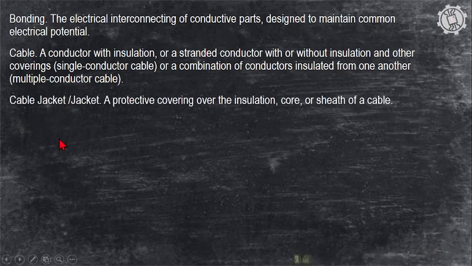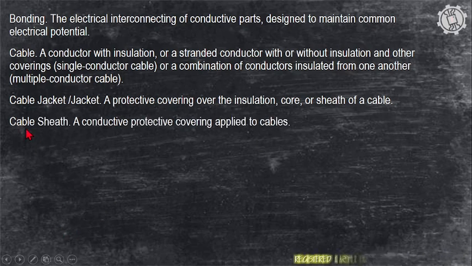Then cable jacket, also known as jacket, a protective covering over the insulation core or sheet of a cable. So if a cable has a jacket, ito yung pinakauna niyang covering, no? Sa pinaka-surface. So, the purpose of the jacket is to protect the sheet of the cable or the insulation. Kasi mayroong mga cable na walang sheet, ang meron lang is the insulation. So, may jacket siya that is to add additional protection on the insulation.